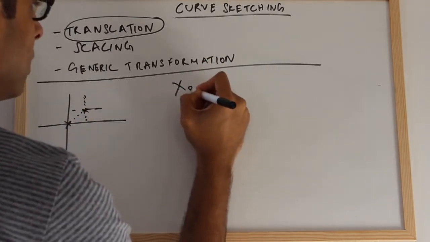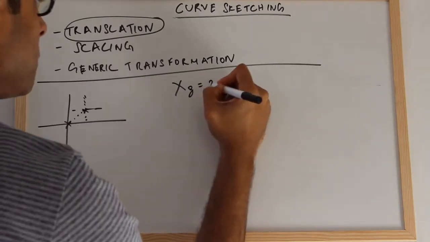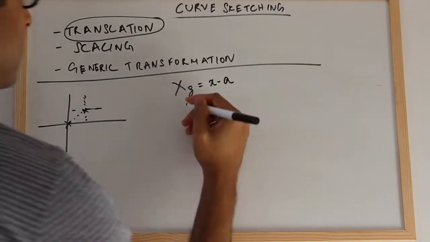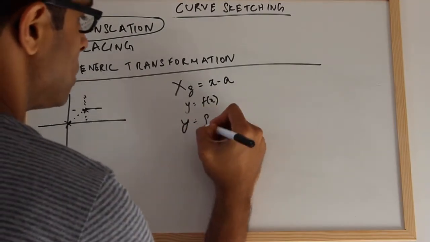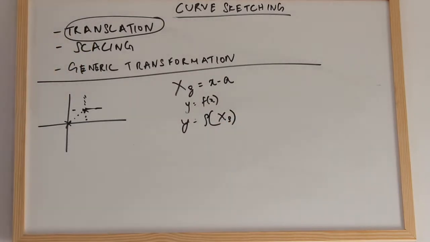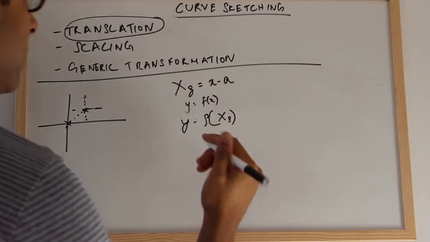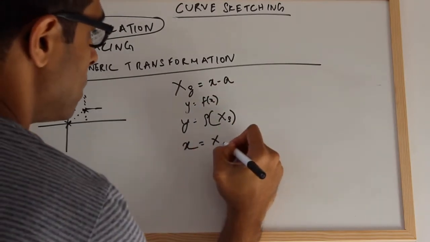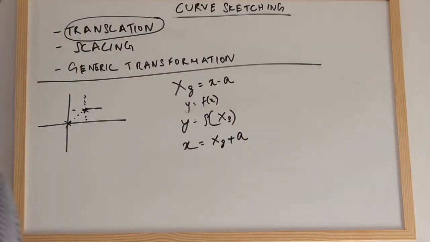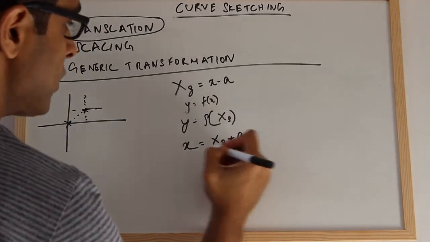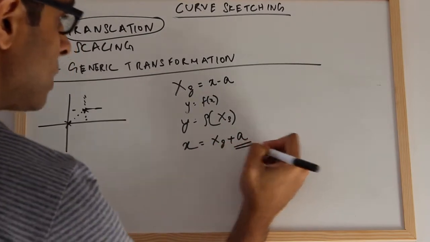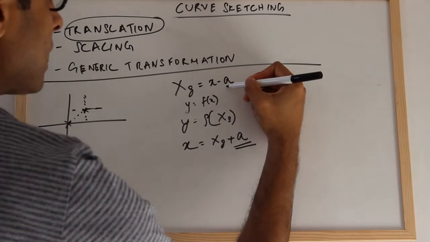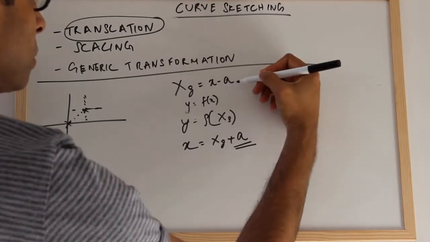If we write a variable xg is equal to x minus a, then our y is equal to f of x, y is equal to g of xg. If we take xg is equal to x minus a, we can rewrite x is equal to xg plus a, which means whenever we plot for x, all of the points in xg will be translated by plus a units if we apply minus a into this equation.